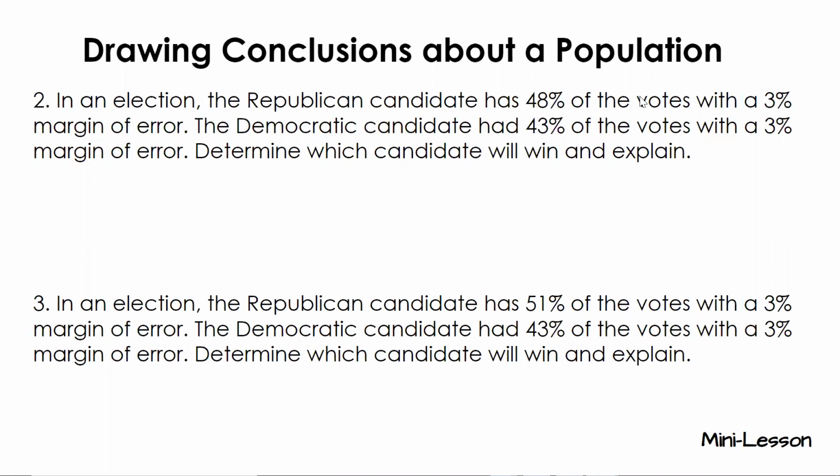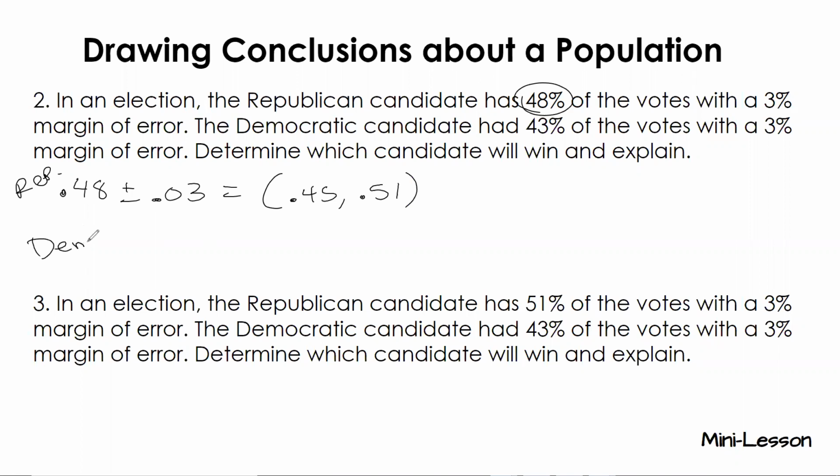All right, so in an election, the Republican candidate has 48% of the votes with a 3% margin of error. The Democratic candidate has 43% of the votes with a 3% margin of error. Determine which candidate will win and explain. So remember, for margin of error you take the mean, and you add and subtract the margin of error. I'm going to turn this into a decimal. We're going to talk about the Republicans first, and we're going to add and subtract 3%. So that's going to give us an interval of 0.45 to 0.51.